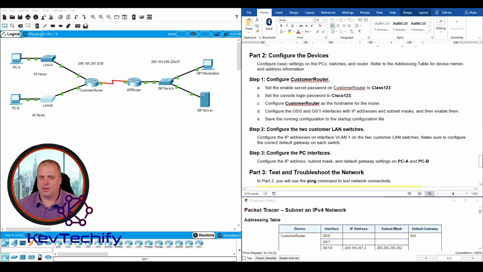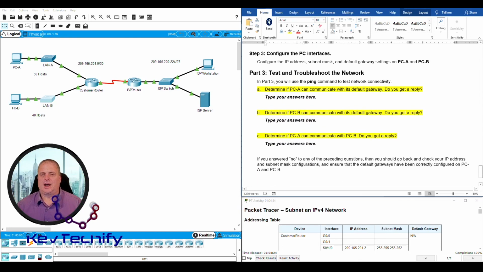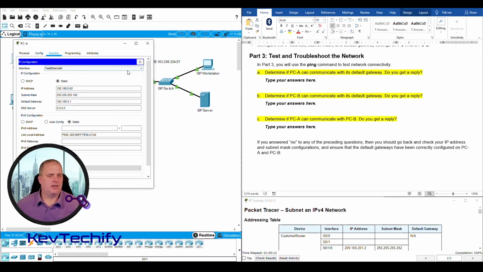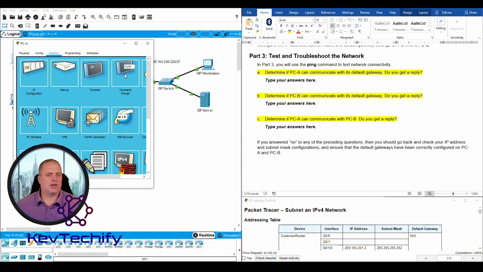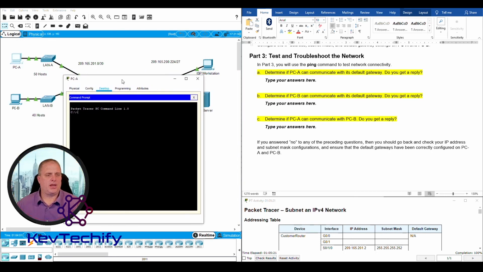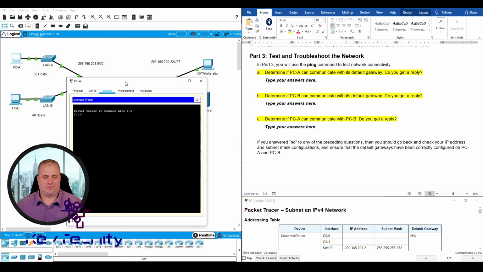Okay, that completes part 2. On to part 3, test and troubleshoot the network. In part 3, we're going to use the ping command to test network connectivity. Determine if PCA can communicate with its default gateway. Do you get a reply? I'm going to go ahead and click on PCA. I'm going to close this IP configuration window, and I'm going to click on command prompt, because that's where we're going to run ping from. Determine if we can ping our default gateway.